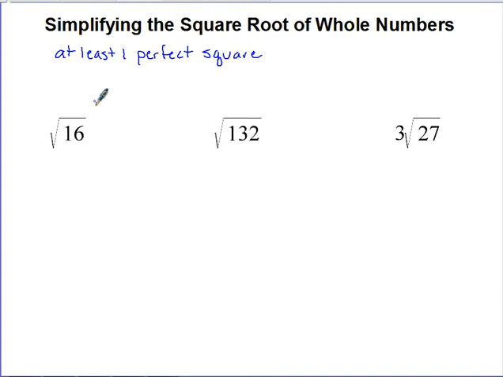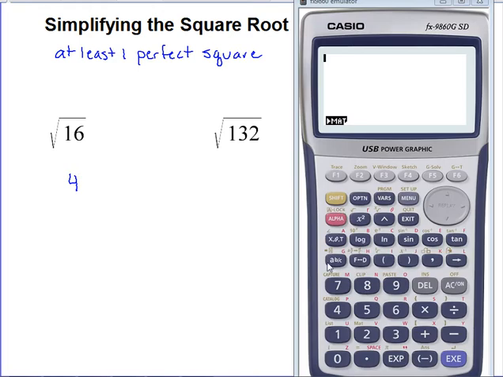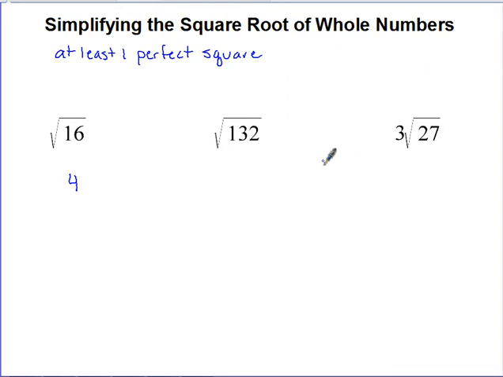If I look at the square root of 16, well, 16 is already a perfect square and the square root of 16 is 4, because 4 times 4 is 16. So this would be an easy one. But if I look at, let's say, the square root of 132, this is not a whole number. If I were to use the calculator and do the square root of 132, it's going to give me a decimal number. But we are going to write our answers in what's called simplest radical form.